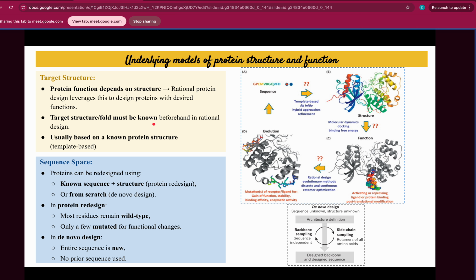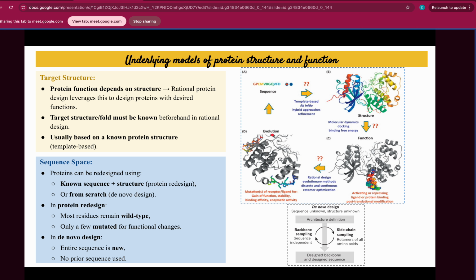So target structure and fold must be known beforehand in rational design. So we must know what should be the target structure. If we already know that a thermostable enzyme has this particular structure, then for the protein on which we are working, we can decide what kind of amino acid changes we can make in that protein, so that we can reach our target structure. And then it is usually based on a known protein structure. So if we do not have a template, template meaning an already available protein structure, then we cannot proceed with our rational protein design.